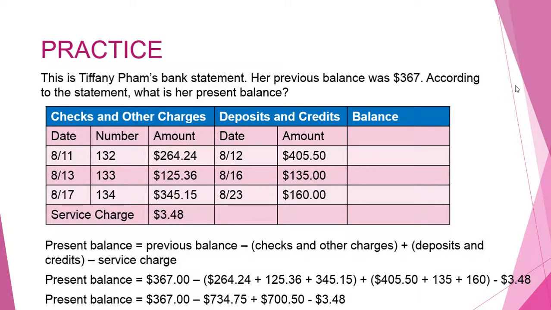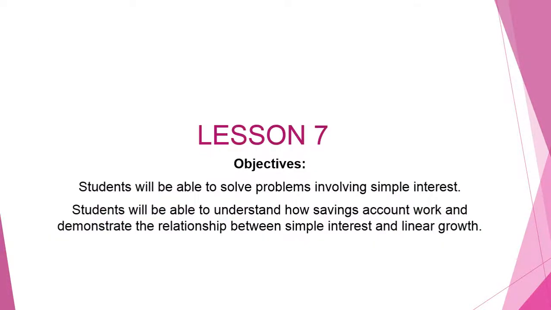Alright, let's go ahead and go over lesson 7 now. We have objectives. The first one is you will be able to solve problems involving simple interest, and you will also understand how savings accounts work and demonstrate the relationship between simple interest and linear growth.